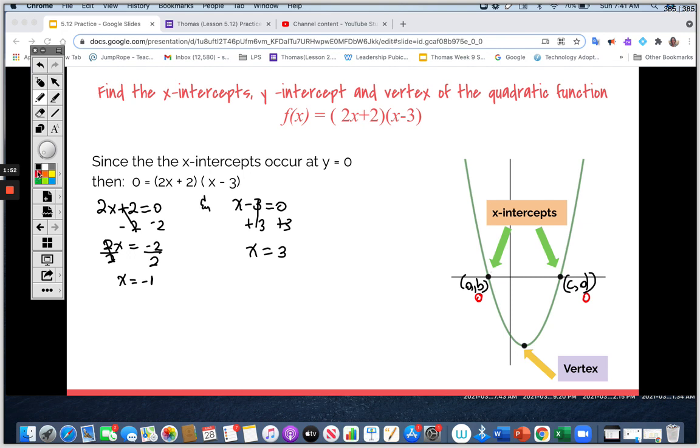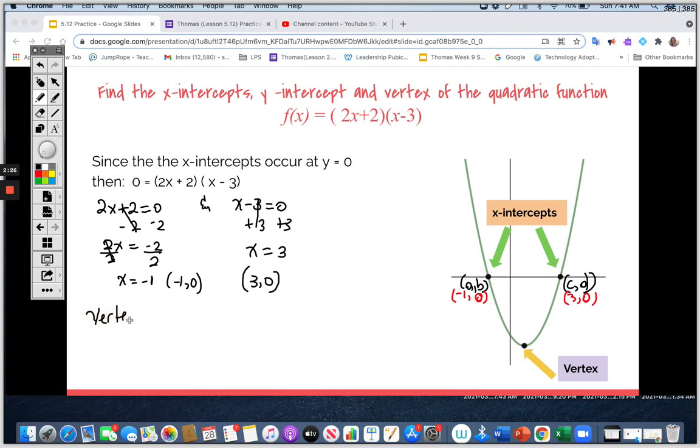And what that means for my coordinates is that my A in this case is going to be negative 1 since it's on the negative side of the x-axis, and my C would have to be positive 3 since it's on the positive side of the x-axis. So the coordinates of my x-intercepts would be (-1, 0) and (3, 0). So that takes care of my x-intercepts.